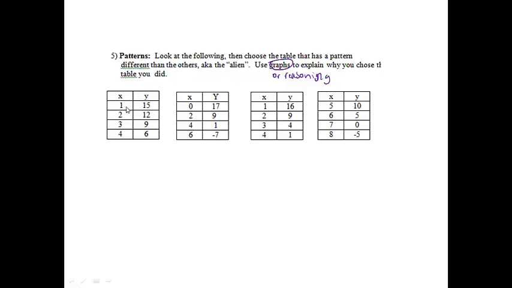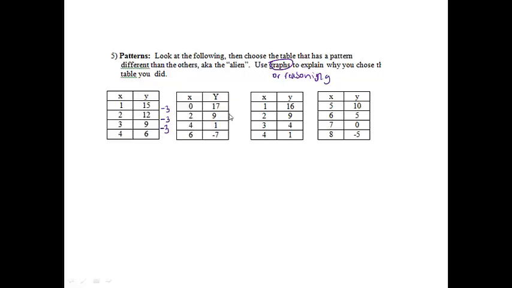All right, so if I look at the first table, we've got 1, 15, 2, 12, 3, 9, and 4, 6. What I'm going to be doing is just looking at what's happening to those y values. To get from 15 to 12, it's subtracting 3. To get from 12 to 9, you'd have to subtract 3. And to get from 9 to 6, you'd have to subtract 3.